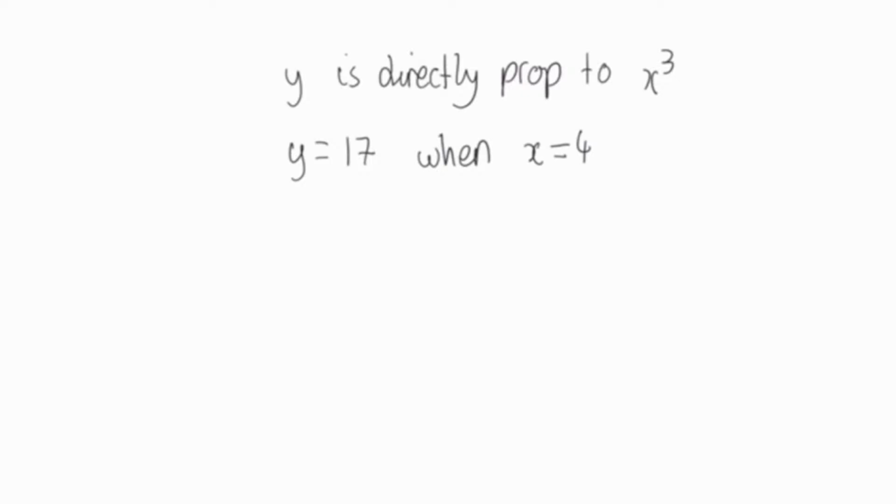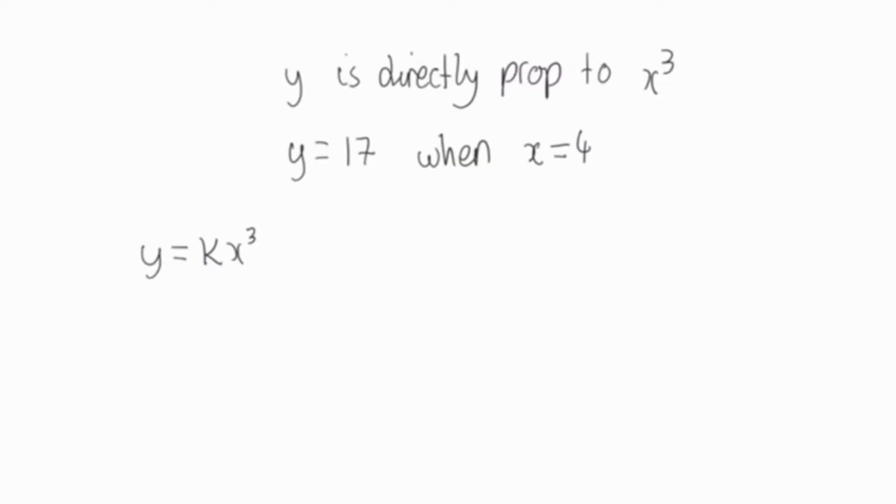Well, that means if y is directly proportional to x cubed, we have y equals some constant times x cubed. Now, if it had said it's inversely proportional, it'd look like y equals k over x cubed. So it'd look like that. But because it's directly proportional, we have the first case. So now what we need to do is just find k.